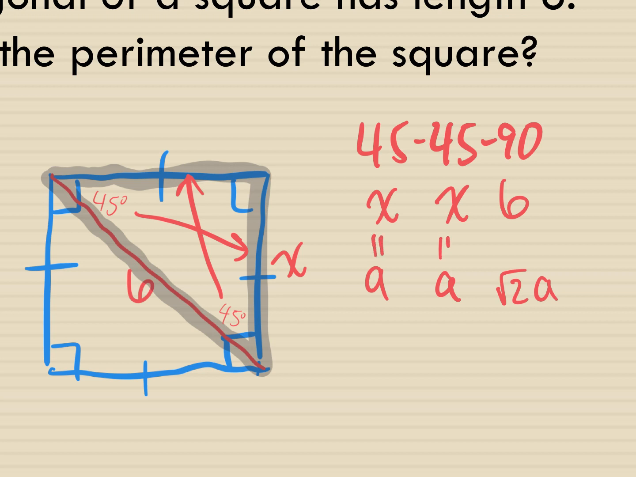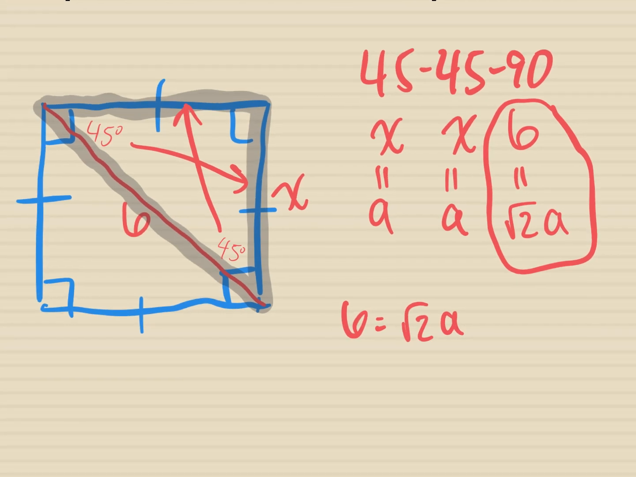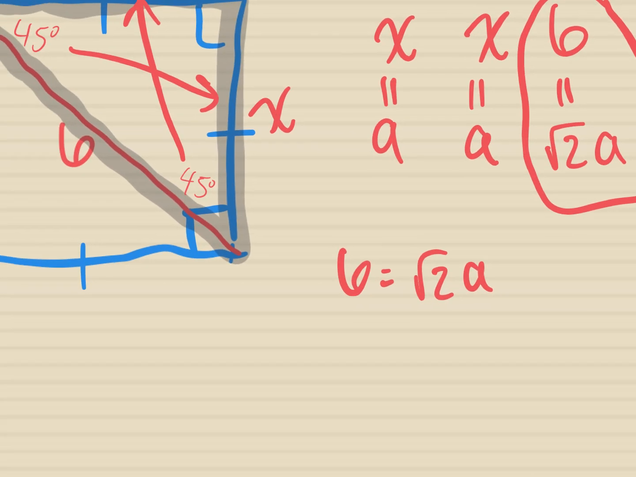Didn't we do this one? We did do this one. Which one of these can I solve? The 45, or the 90? The 90, because it only has one variable, only has A. So write 6 equals the square root of 2 times A. How do we solve this? Divide by the square root of 2 on both sides. And it's 4.2.